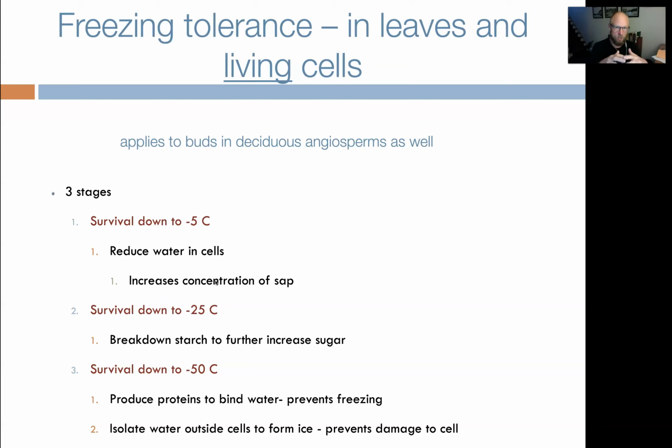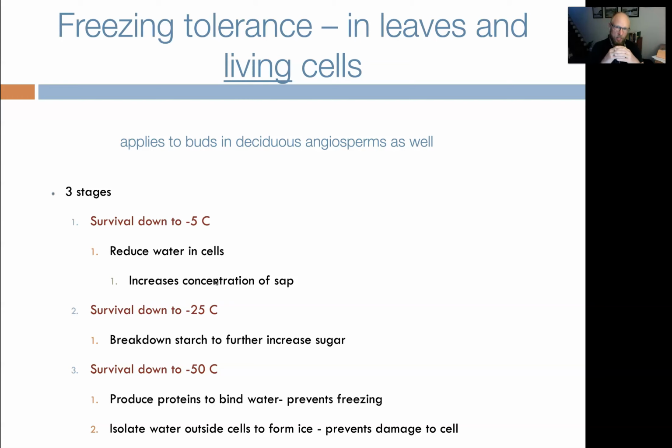In the extreme situation that temperatures are pushing below minus 25 and all the way down to minus 50, there's actually 2 mechanisms plants can use. Some plants will use both of these mechanisms. Some plants can only use one of these mechanisms. But the 2 possible mechanisms we observe in plants is that they produce special proteins that actually bind water molecules and prevent them from forming that solid network.